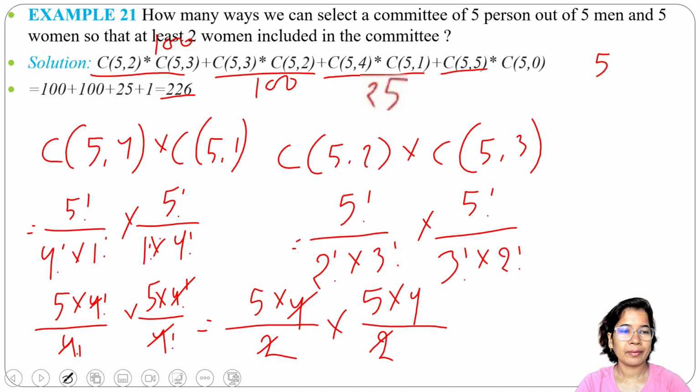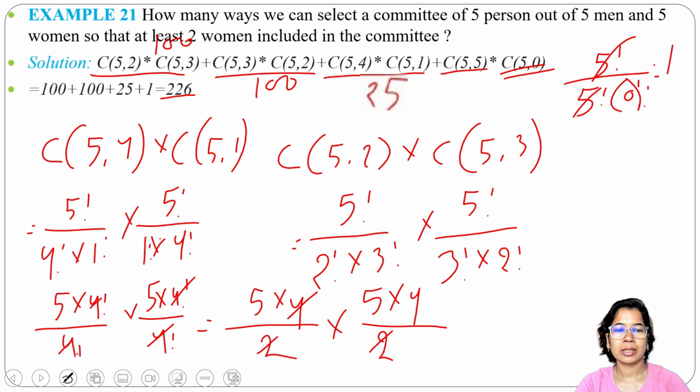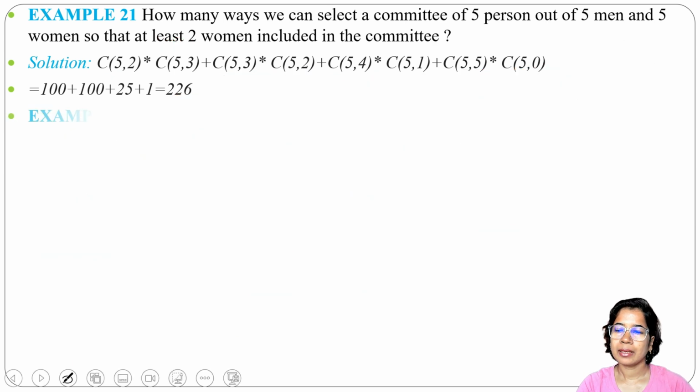C55 is 5 factorial divided by 5 factorial multiplication 5 minus 5, that is 0 factorial. 0 factorial is what? 1. These two will be cancelled. It's 1. C50 is also the same. So 1 multiplied by 1, it's 1. So 100 plus 100 plus 25 plus 1, it's 226. Let's see another example.